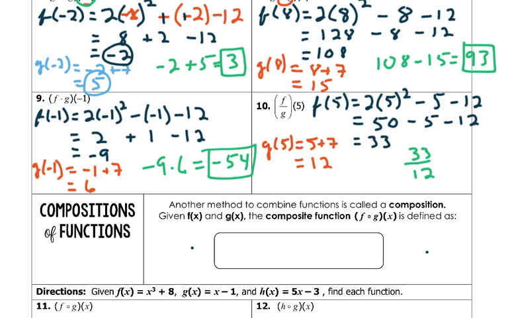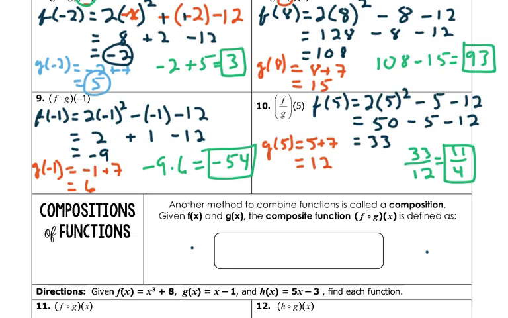All right. 3 goes into each of those. All right, 3 goes into 33 11 times. And 3 goes into 12 4 times. So our final answer here is 11 over 4.